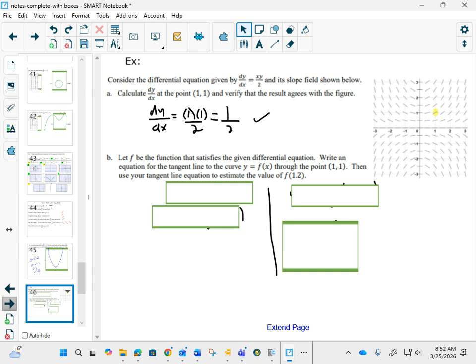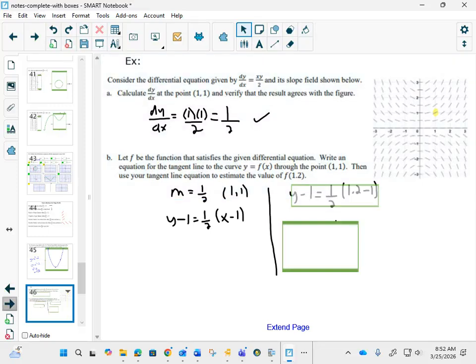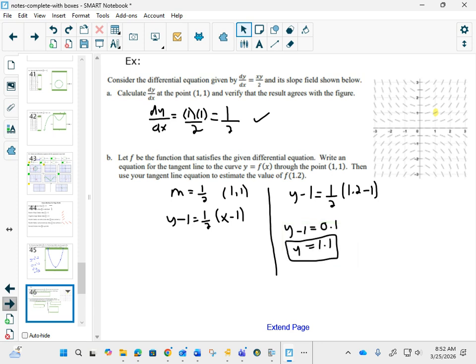So first of all, we already know that our slope was 1/2, and we have our point (1, 1). So y equals mx plus b, or y minus y1 equals m times (x minus x1). We can get the equation of our tangent line quite easily. You're probably pretty good at this already. Then if we want to estimate at 1.2, we just plug in 1.2 for x. And we solve this, and we would estimate the value to be 1.1.